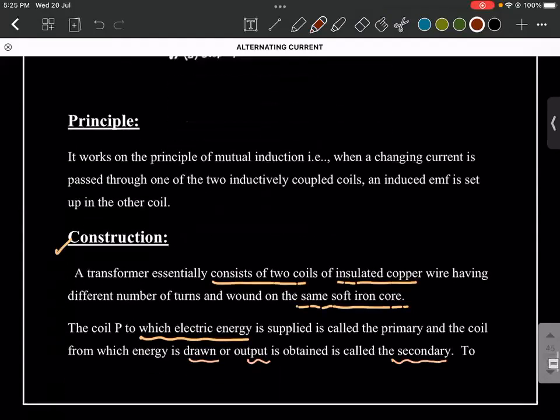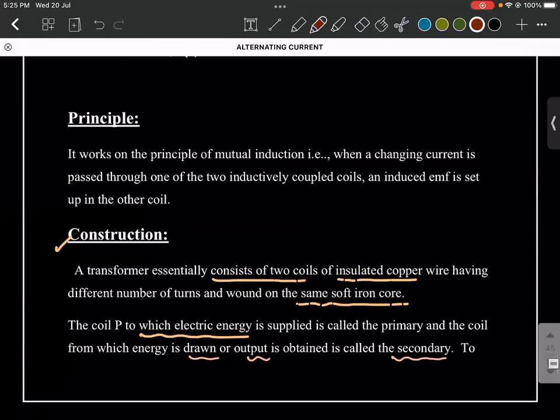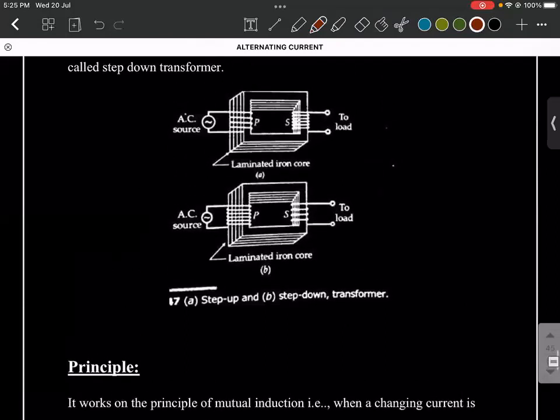I told you here: it consists of 2 coils having different numbers of turns, but they are wound on the same soft iron core. Is that what is happening here? Look at the cursor. You have a primary coil here, which is connected to the alternating source, and the secondary coil is the one from where the output is taken and connected to the load. Load can be any resistive element.